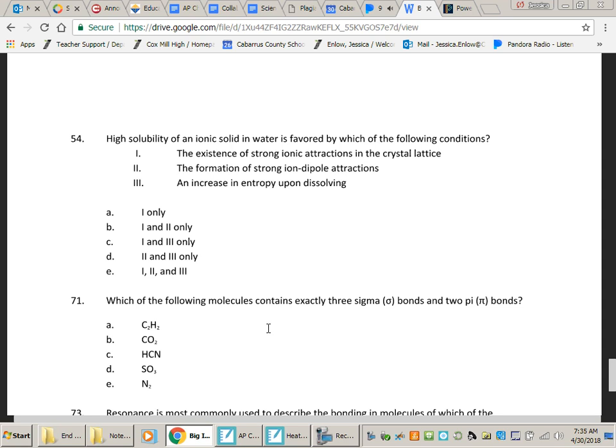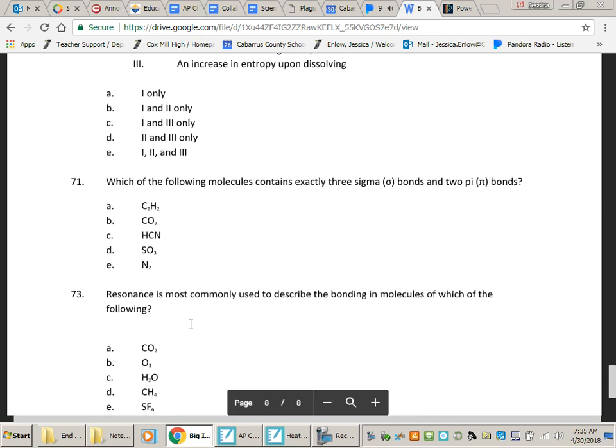But then what do they say over here? Increase in entropy upon dissolving. That's what most people would think. So I will show you guys that question, but it was on your last test. All right, let's finish this.